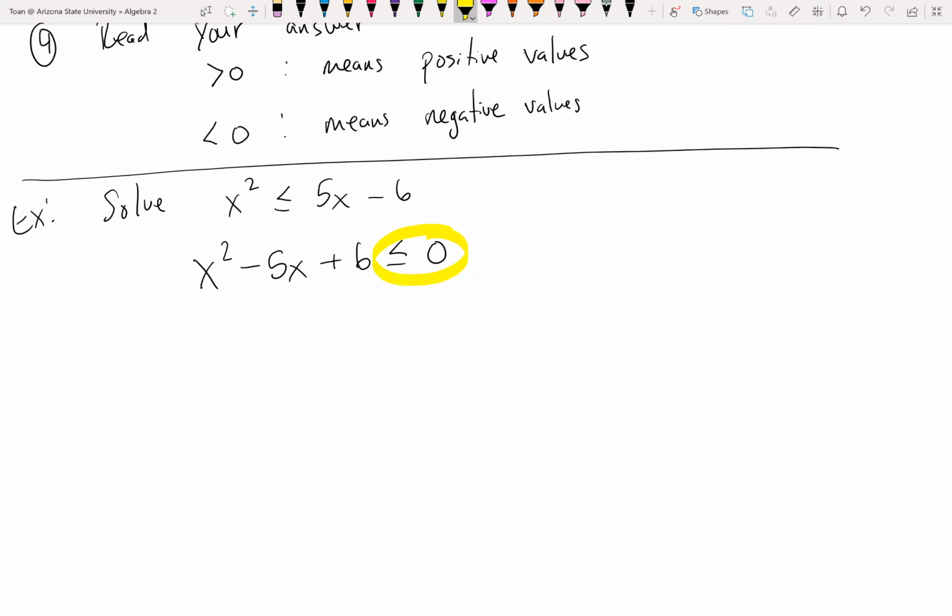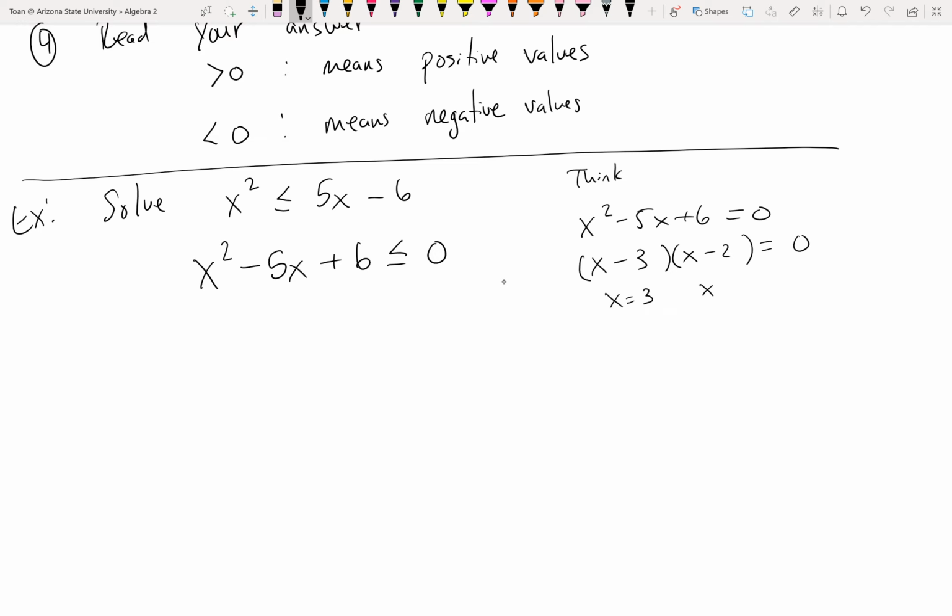The moment I have 0 on one side, I'm good. That means I'm going to pretend that this is an equal sign. So I'm going to do some scratch work on the side here. I'm going to think x squared minus 5x plus 6 equals 0, and I'm going to solve that however I want. It's a quadratic, so I can use completing the square or the quadratic formula, but I always try factoring first. And in this particular example, this is factorable. So what do we have here? We have negative 3 and negative 2. So we get x equals 3 and x equals 2.